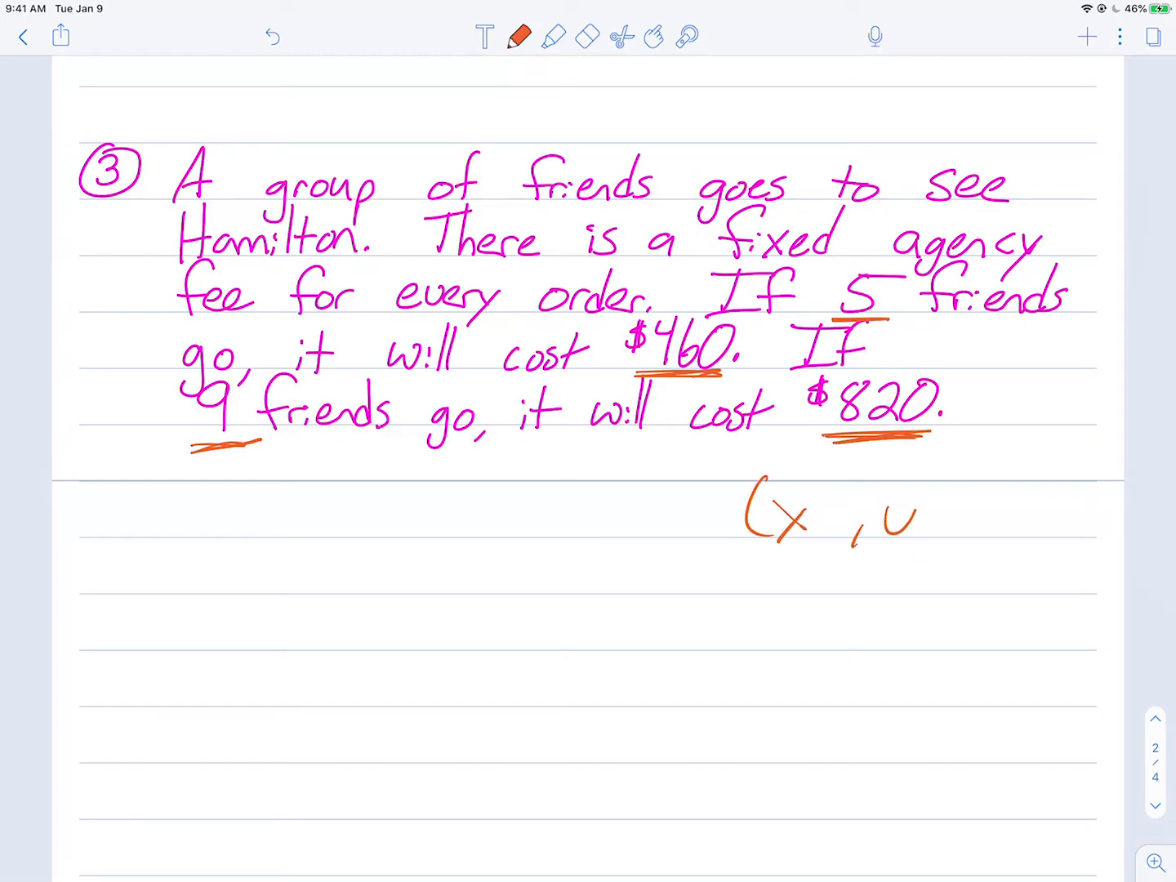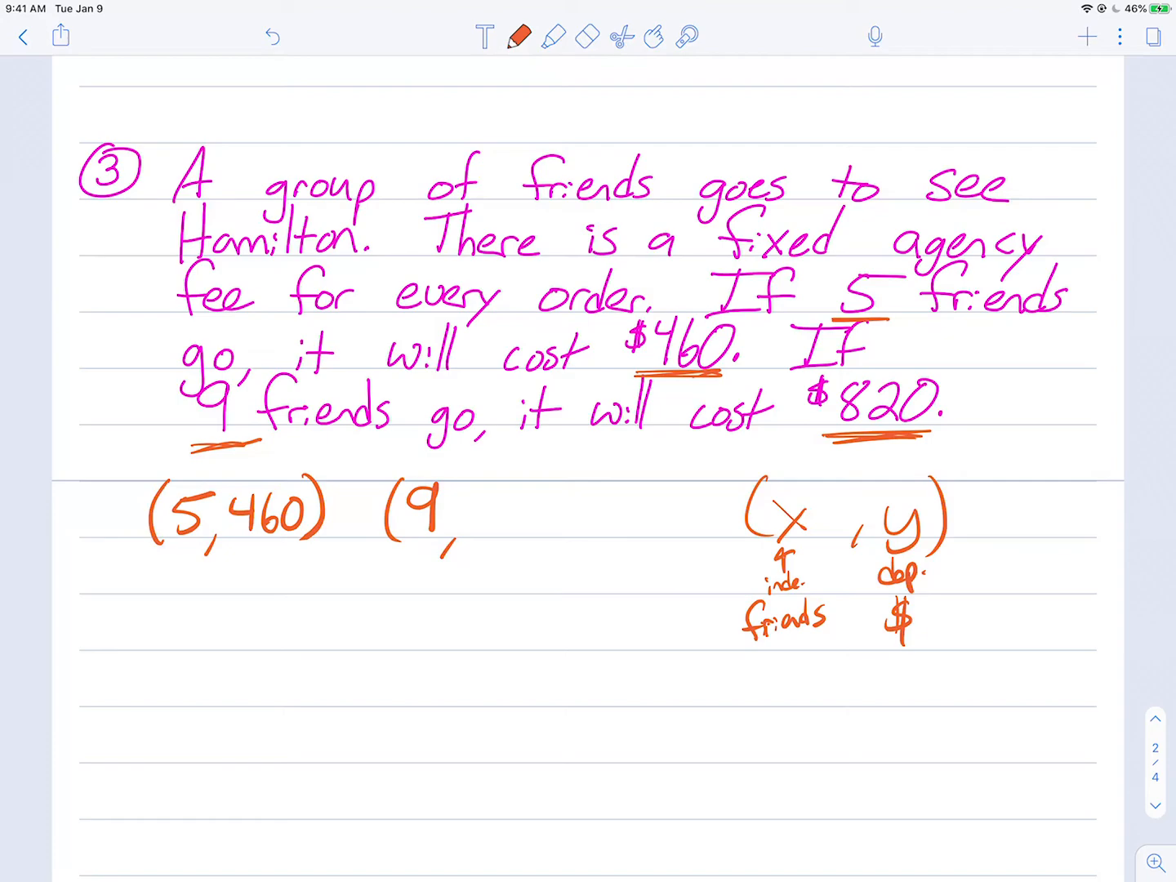So in terms of x comma y, with x being independent and y being dependent, the amount of money you are going to spend depends on how many friends go, which means that the friends are going to be the x value and the amount of money is going to be the y value. We do not know how much each Hamilton ticket costs yet. We do not know what the service fee is, but we do have some pieces of information. The first one is, if 5 friends go, it'll cost $460. That's the point, (5, 460). If 9 friends go, it'll cost $820.